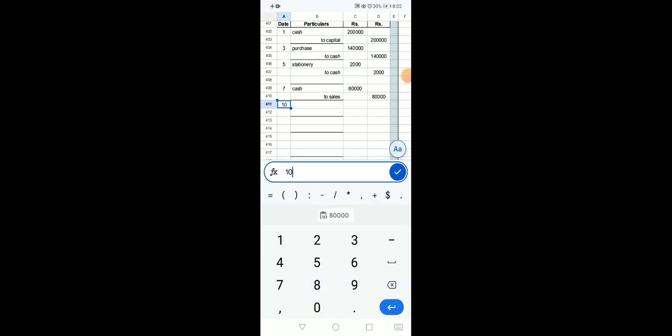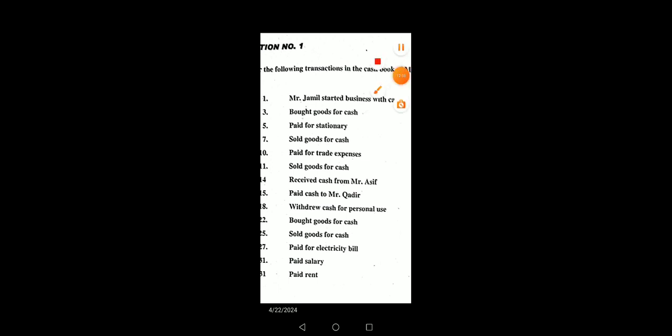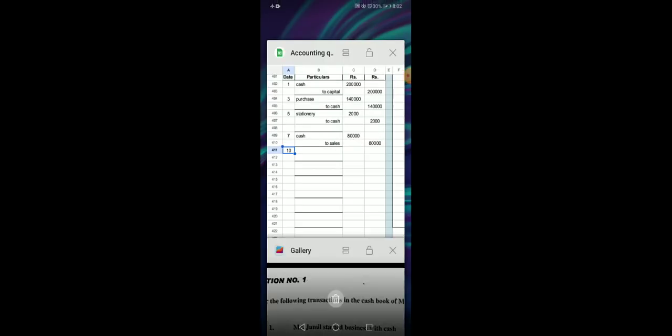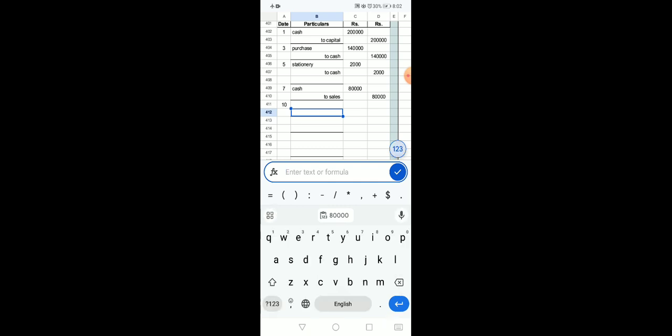Now let's see what is next for us. Entry number 7 has been completed. Now we are doing the January 10th entry. We will write the date first in the date column, 10th entry. And what it is saying, paid for trade expenses. Again, when you are paying, it means your cash is going out. That means cash in hand is decreasing. Decrease in cash in hand means decrease in asset. Decrease in asset should be mentioned on the credit side. So you will mention cash on the credit side.